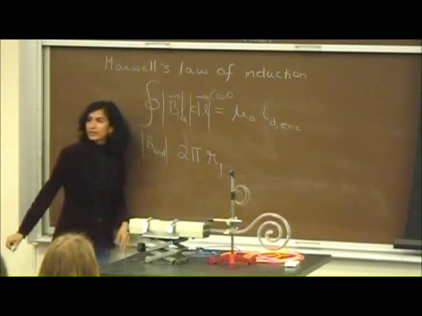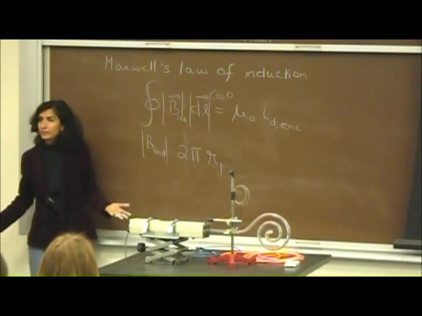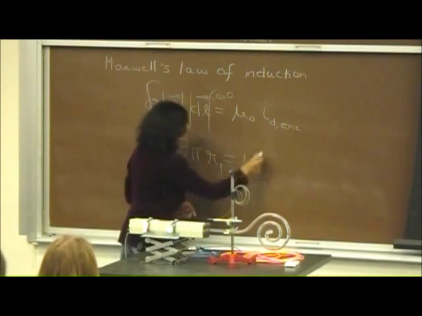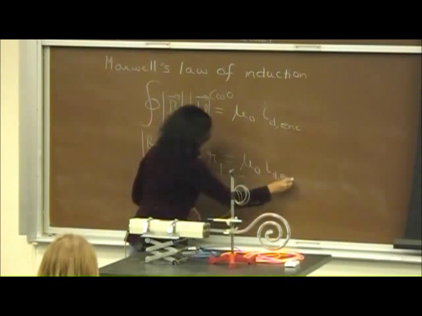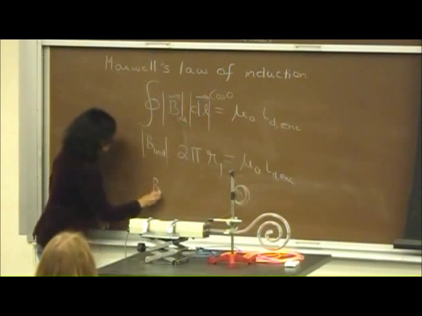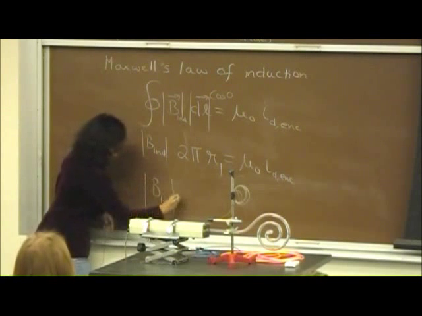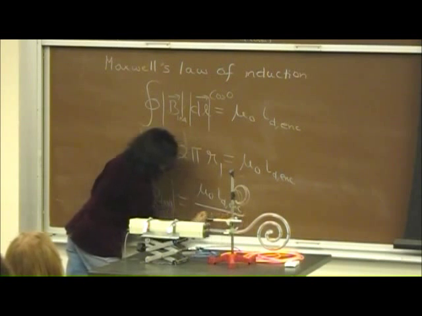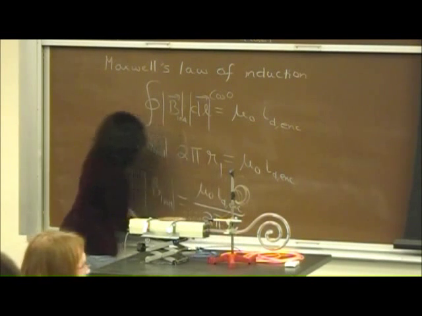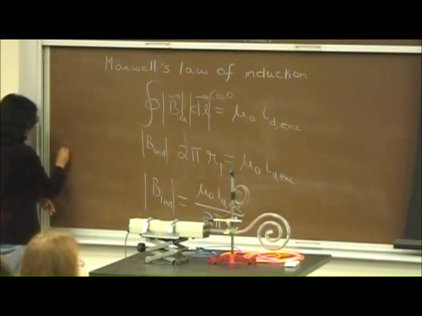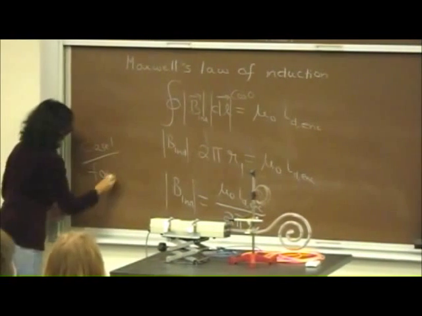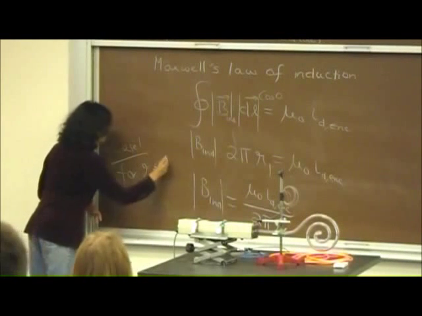2 pi r1, isn't it? Integral dl over that closed loop that we chose, and that should be equal to mu 0 times ID enclosed. And that means B induced should be equal to mu 0 ID enclosed divided by 2 pi r1. This is for case 1, for r1 less than the radius of the plate.